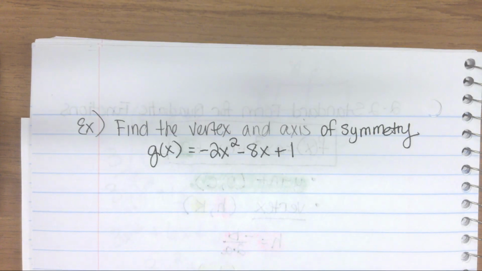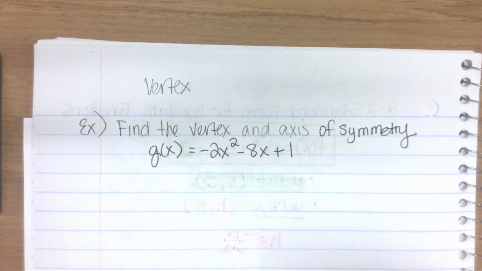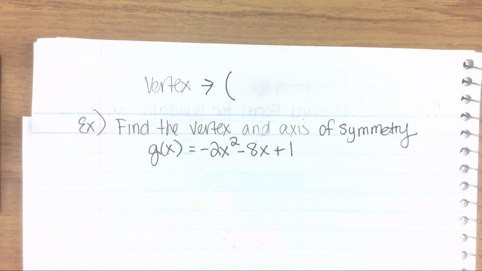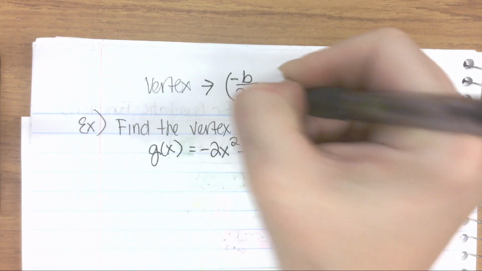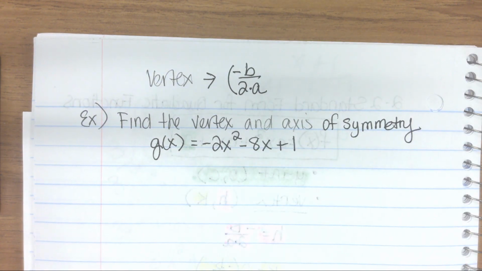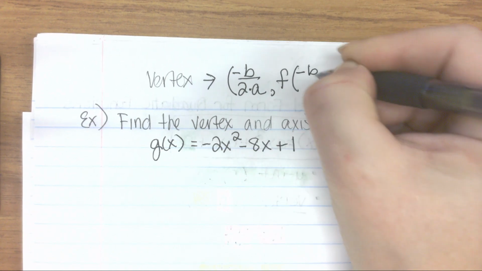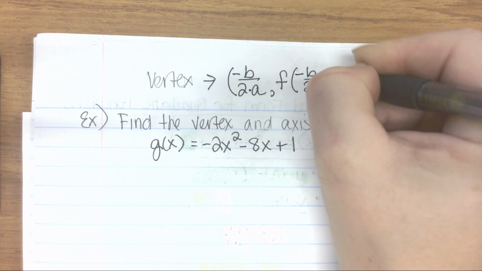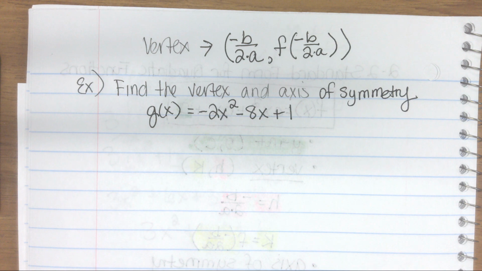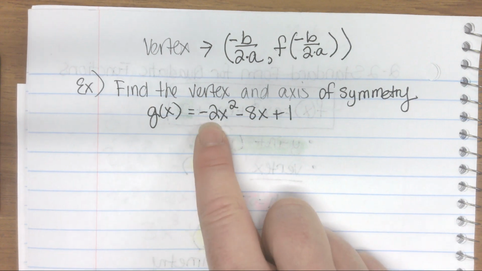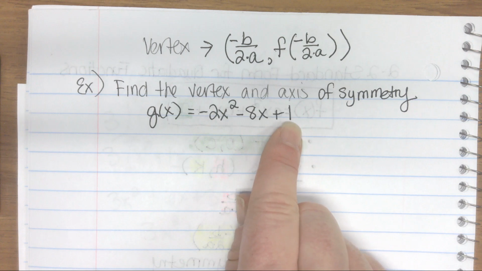What I'm going to do at the top of my page is write vertex, and I'm going to write my little formula. You don't have to do this. I just want you to know what I'm referring to. The x coordinate, we said, is negative b over 2a, and the y coordinate is f of negative b over 2a. So in this case, a is negative 2, b is negative 8, and c is 1.